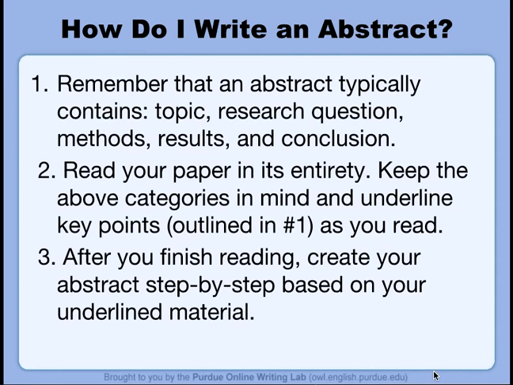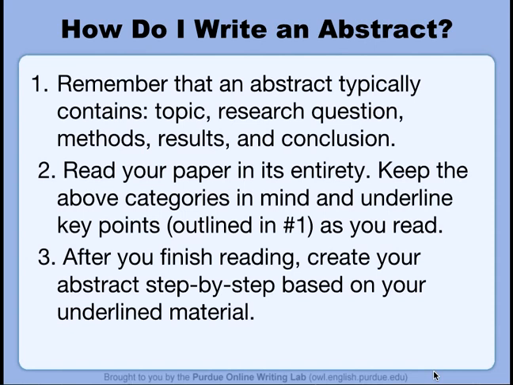Read your paper in its entirety. Keep the above categories in mind and underline key points outlined in number 1 as you read. An abstract is really for a publication. So you would want to go through your paper and make sure you're highlighting all those key points from the whole paper in one paragraph, which is not easy to do. A well-written abstract, you just don't write it in 5 minutes. You sit down, you start with a rough draft, and you read your paper, and you go through and you say, oh, I forgot that one key point. You go back, rewrite your abstract, rewrite it.